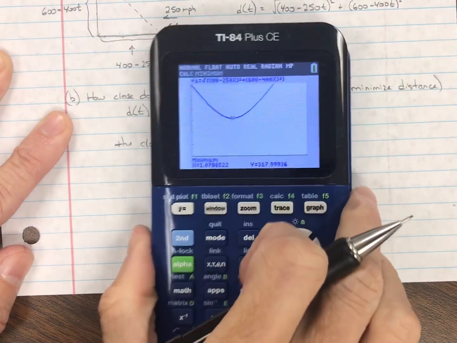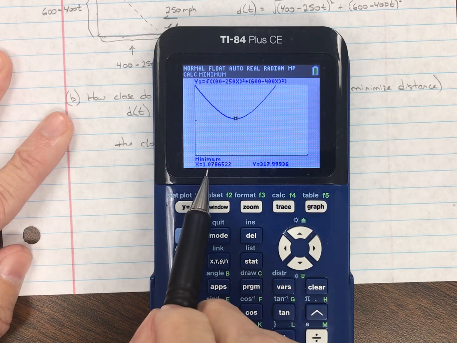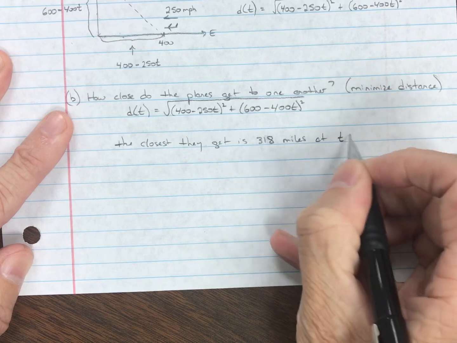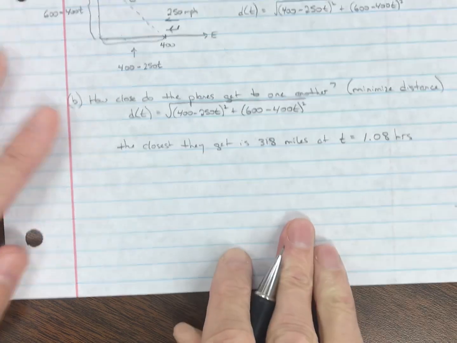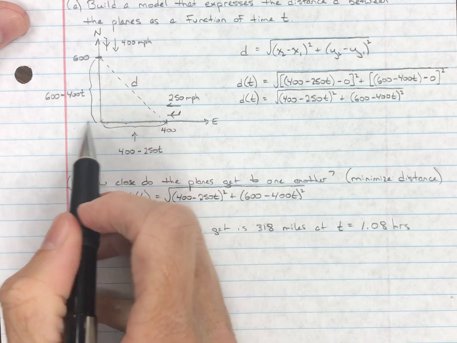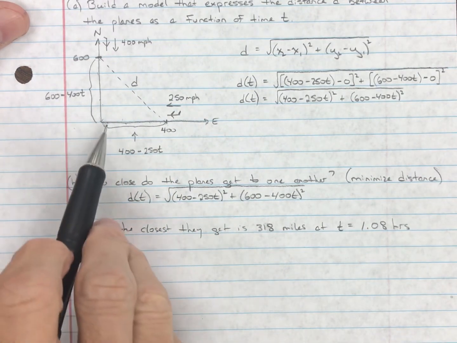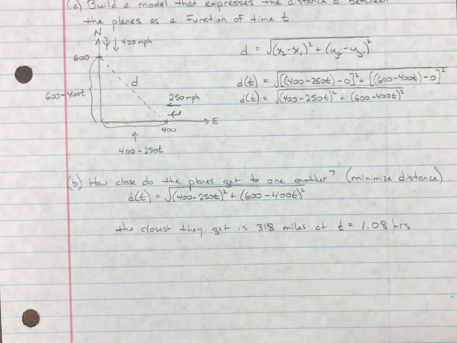And when does that take place? That takes place after a little over an hour, at t equals 1.08 hours. So at 1.08 hours, they get as close as they're going to get. This distance is minimized, and then they pass or do whatever they do, and they get further and further apart. So there you have it, 3 looks at how to build mathematical models involving functions.